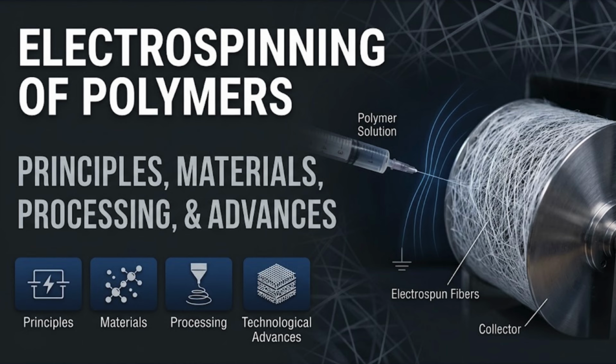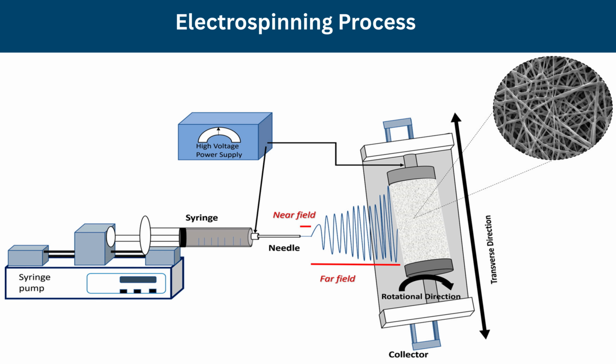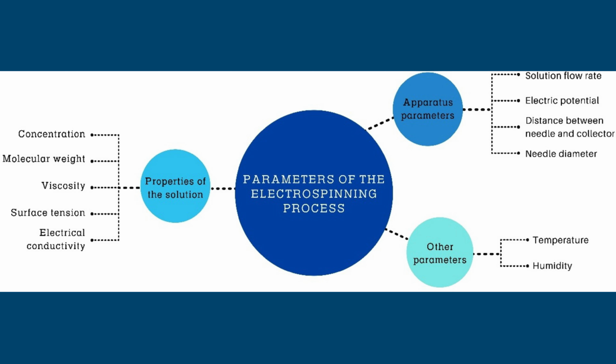Electrospinning is a versatile electrohydrodynamic technique widely employed for the fabrication of continuous micro and nanofibers from polymer solutions or melts. Owing to its simplicity, scalability, and ability to produce fibers with high surface area-to-volume ratios and tunable architectures, electrospinning has emerged as a cornerstone technology in materials science, biomedical engineering, energy storage, filtration, and advanced textiles.